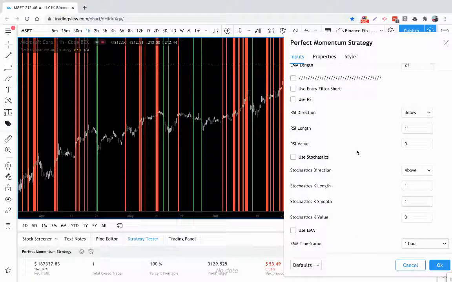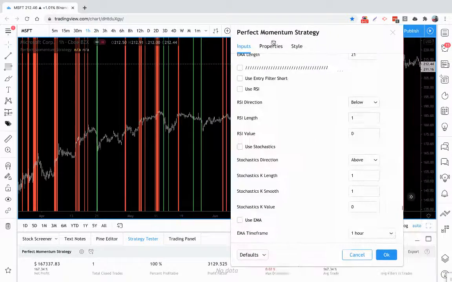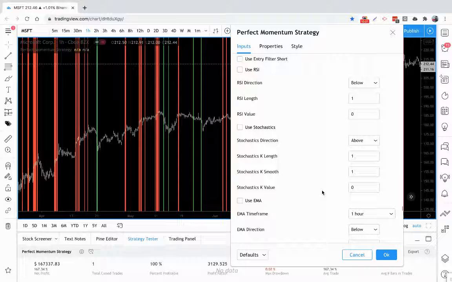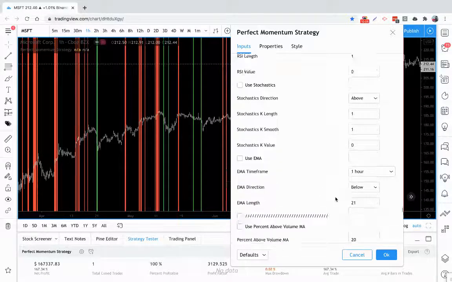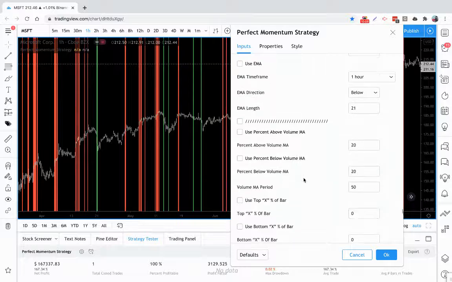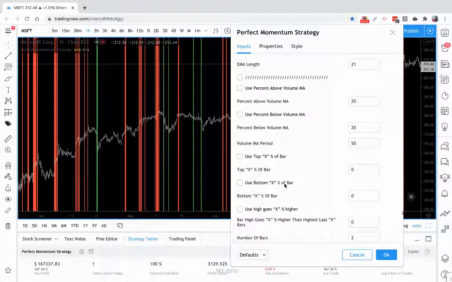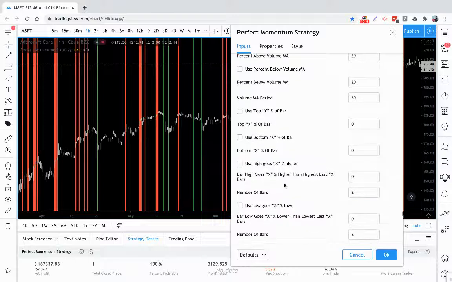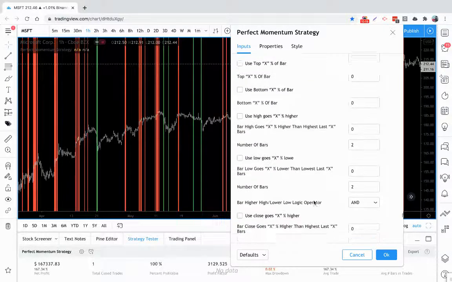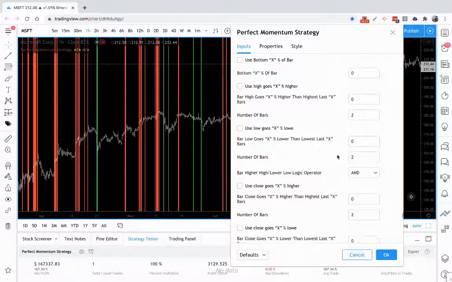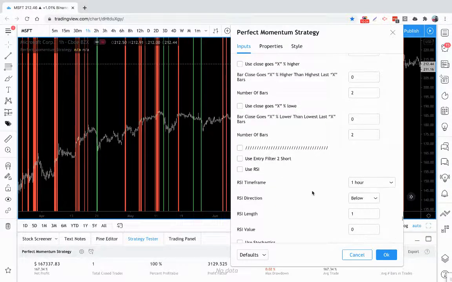And then when we get underneath that, we have the same exact thing for the shorts. So all over again, if you want to filter your shorts, by RSI, by stochastics, by being above or below a certain EMA. You can filter your short entries by that. You can filter your short entries by being above or below a certain volume, by where their price action closes. If the bar goes higher or lower than the previous bar or amount of bars, if it engulfs a previous bar, if the close goes higher or lower.